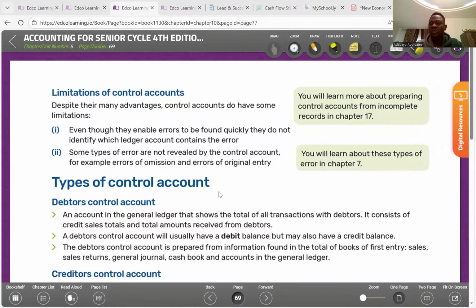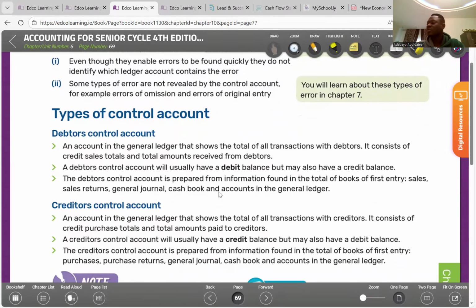So we have types of control account. The first one we have is debtors control account. For debtors control account, these are accounts for our credit customers, the customers that you sold to on credit. It is an account in the general ledger that shows the total of all transactions with debtors. It consists of the credit sales totals and the total amount received from debtors. So your debtors control account talks about the total amount of money you have received from your debtors, which will be on the credit side of your control account.